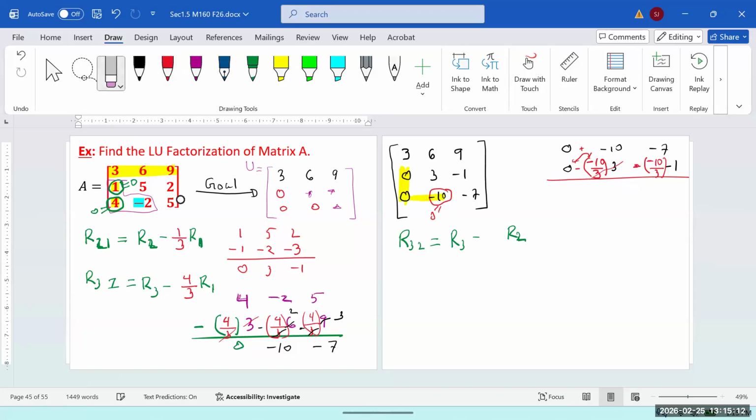So let me rewrite this. We have 0, negative 10, negative 7, and we are adding 0, positive 10 over 3 times 3, positive 10 over 3 times negative 1. So we get 0, 0, and here we have negative 7 minus 10 over 3. I feel like something is wrong. I did something wrong somewhere.